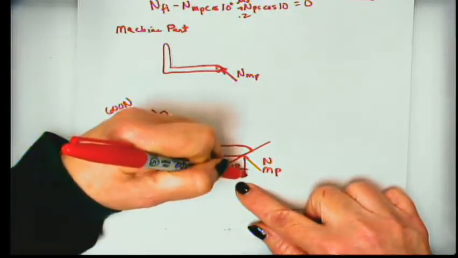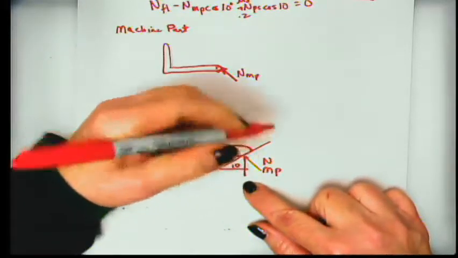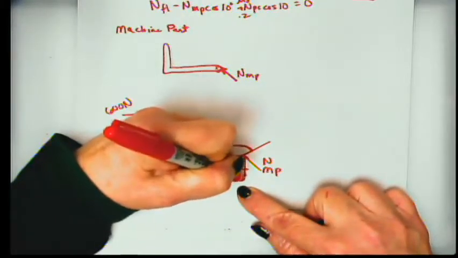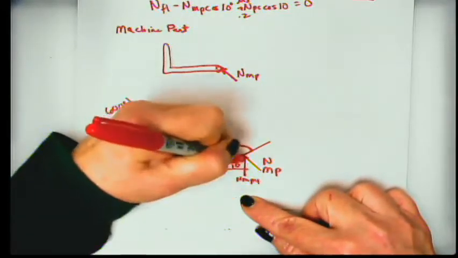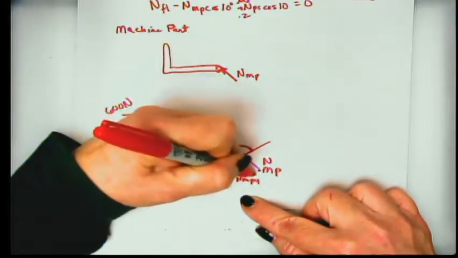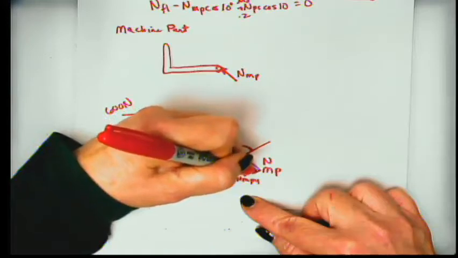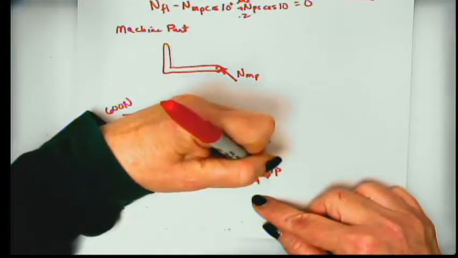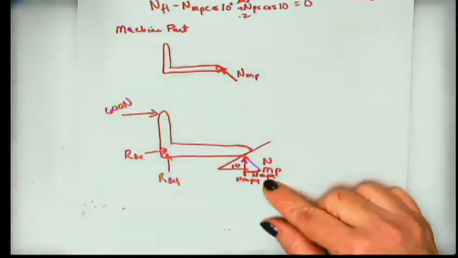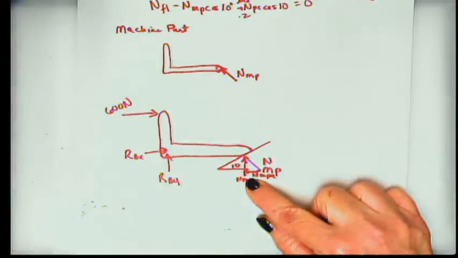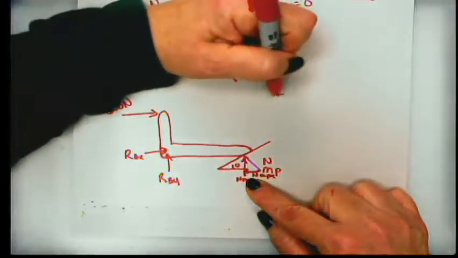So that means that we have to resolve that normal force of the machine part into the normal force of the machine part in the y direction, which is going to be positive, and the normal force of the machine part in the x direction, which is going to be negative because the arrow goes like that, right? So there we go. So then let's take a look.